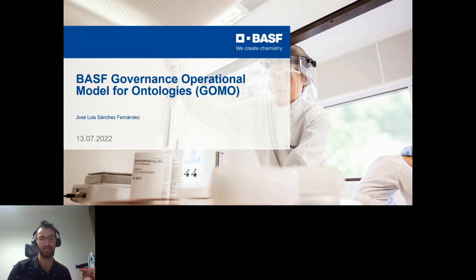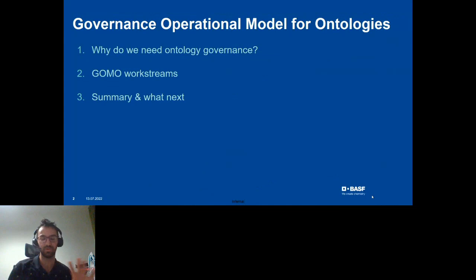BASF is a chemical company that has had a specific interest in ontologies and semantic web-related technologies for the last years, and we have different teams working in this field, trying to enhance and semantify all of what we have into ontologies. So let's see the agenda. We are going to give some background on why we started with this project. We're going to explain the different components that GOMO has, and finally, some next steps that we are planning to do.